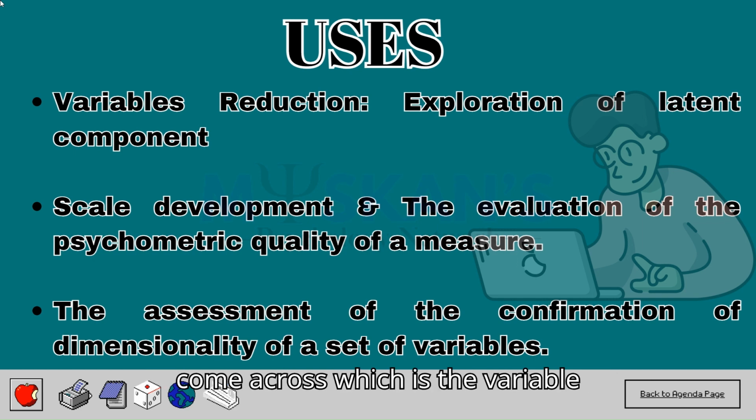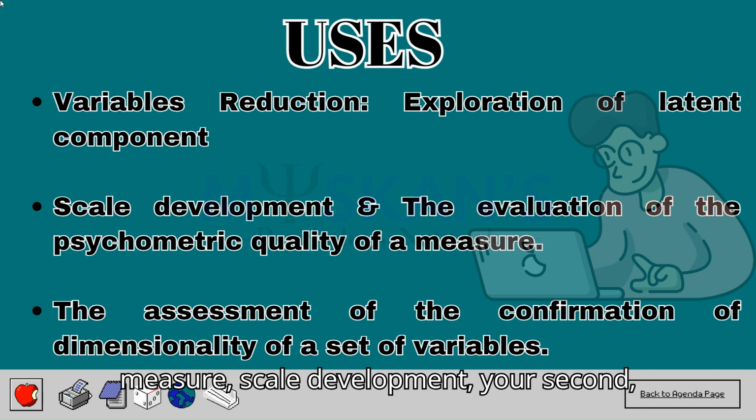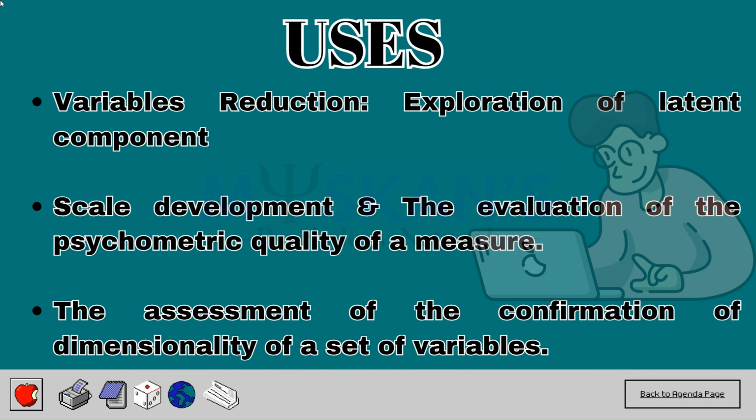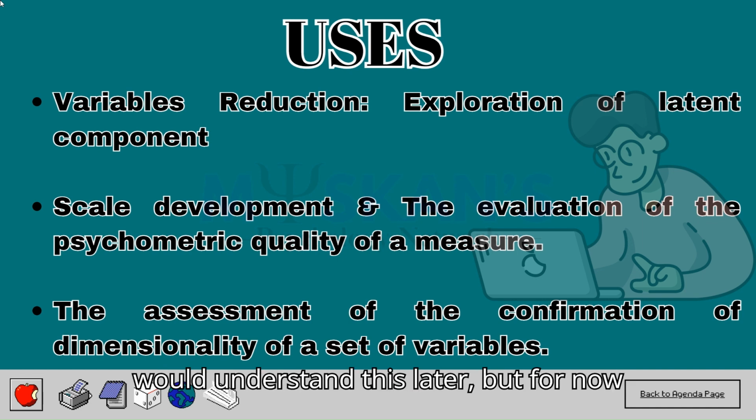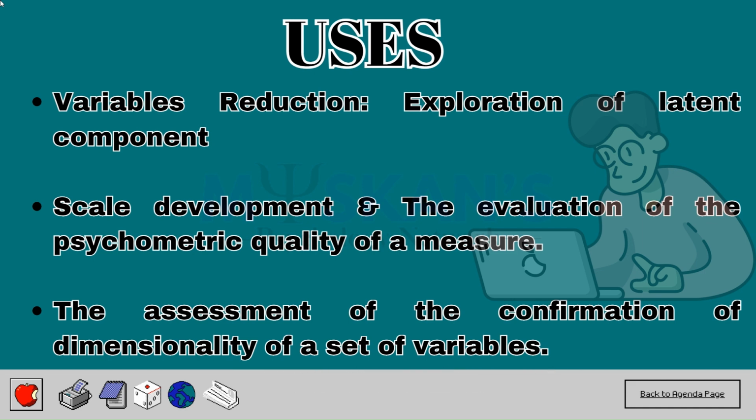The first use we have already come across, which is the variable reduction, which is your data and dimension reduction, and your scale development and evaluation of the psychometric quality of the measure. Scale development, your second, and the assessment of the confirmation of dimensionality of a set of variables. You would understand this later, but for now, just learn that it's used for variable reduction to make up a scale, even for model building, and the assessment of the confirmation of dimensionality of a set of variables.